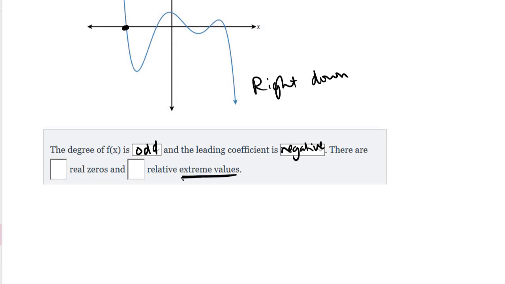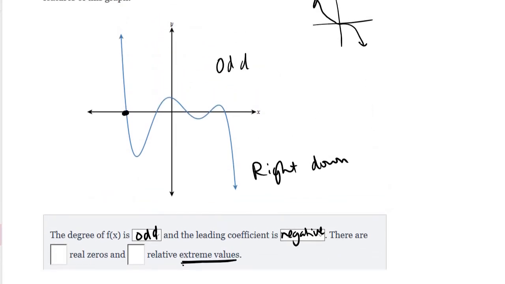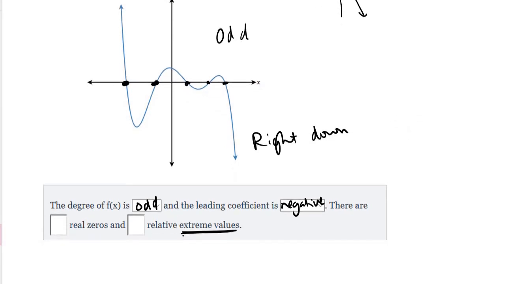Now, let's see how many zeros there are. Remember, I told you from the previous example, the zeros are those intersections. 1, 2, 3, 4, 5. Those are the 5. And the multiplicities are just 1, because it's not bouncing and it's not dancing. So there are 5 real zeros.